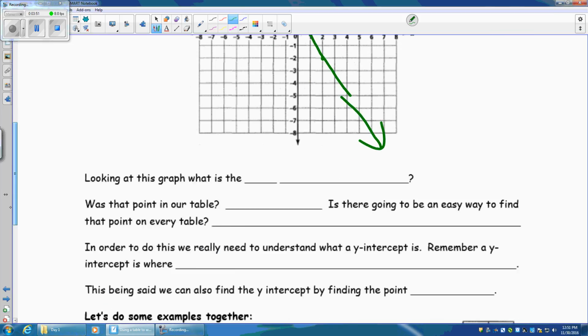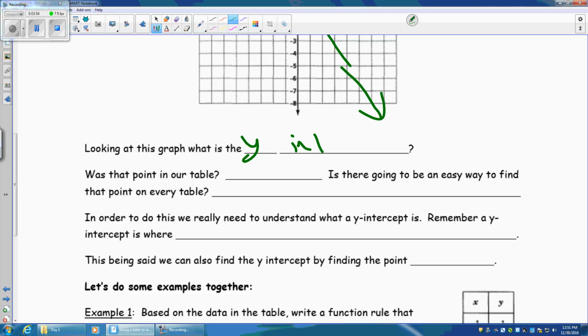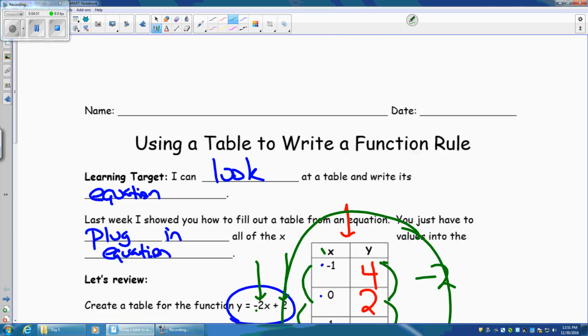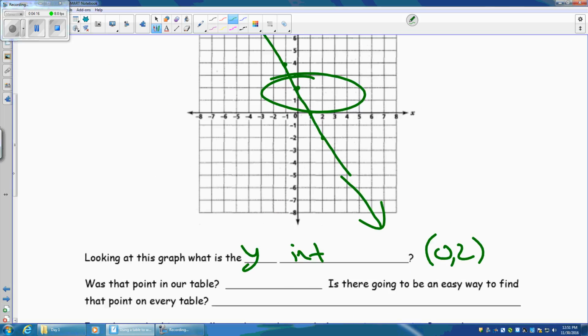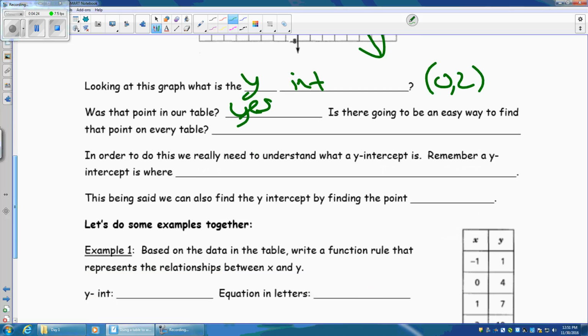So down here, I say looking at the graph, what is the y-intercept? It's 0, 2. Was that point in our table? So let's look back at our table. Was 0, 2 a point in our table? Obviously it was. Is there going to be an easy way to always see that that's the y-intercept? What tells me that that's the y-intercept just by looking at it? Well, it's every single one or every single point that starts with 0.